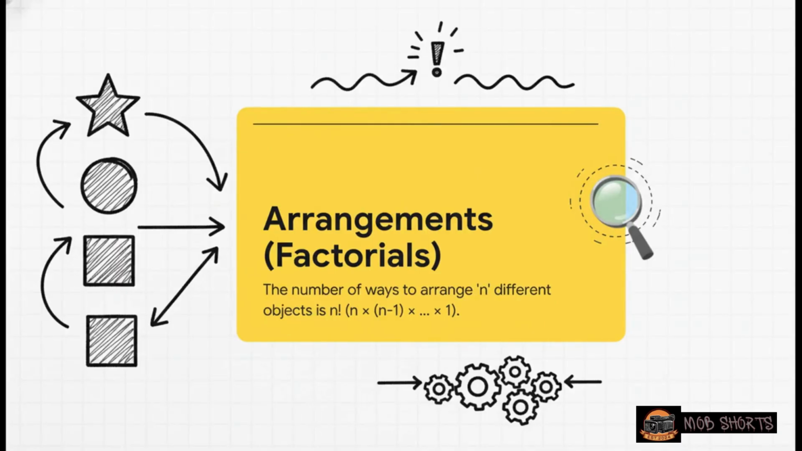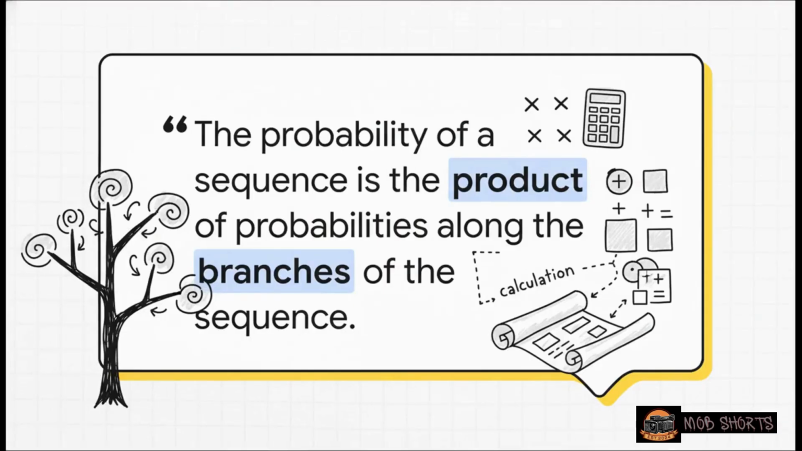So that's great for combining different types of things. But what if you have just one group of items and you want to know how many different ways you can line them up or arrange them? For that, we have a special tool called a factorial. All you do is take the number of items you have and multiply it by every whole number all the way down to 1. And this quote, this really brings everything together.